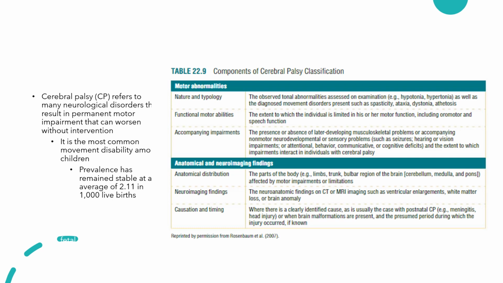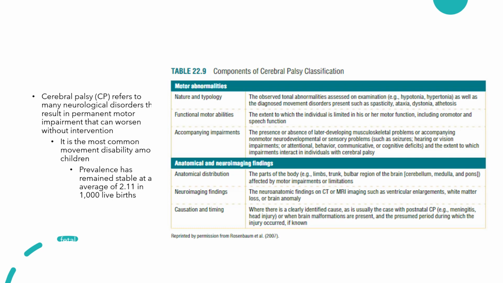Dyskinetic CP involves involuntary and uncontrolled movements, including dystonia, which is sustained or repetitive twisting or writhing movements, and athetosis, which is slow writhing movements. Ataxic CP is associated with problems in balance, coordination, and voluntary movements, resulting in shaky or unsteady movements. And mixed CP includes a combination of different types of motor impairments.